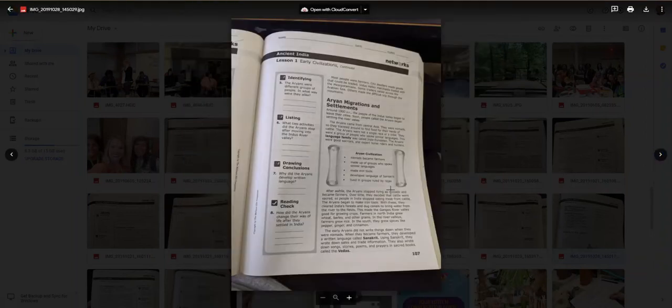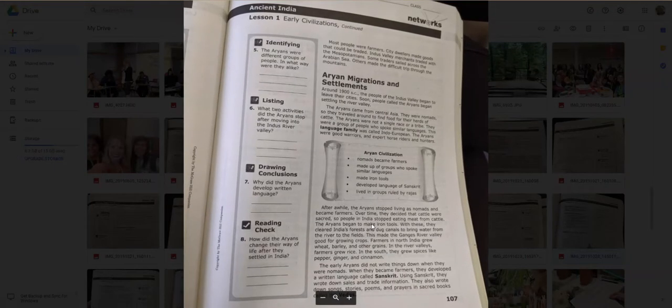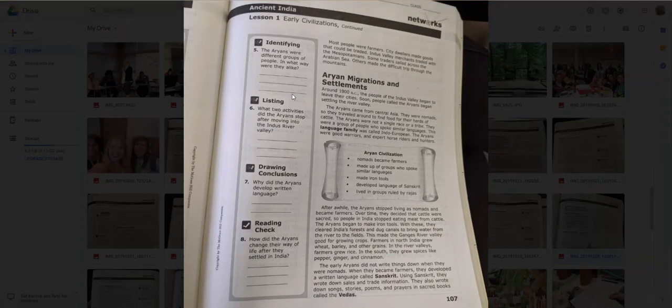All right, next page. I'm going to give you a little zoom in here. All right, page 107. Most people were farmers. City dwellers made goods that could be traded. There you go. So the answer number 4, most people were farmers. City dwellers made goods that could be traded. Indus Valley merchants traded with the Mesopotamians. Some traders traveled across the Arabian Sea. Others made the difficult trip through the mountains.